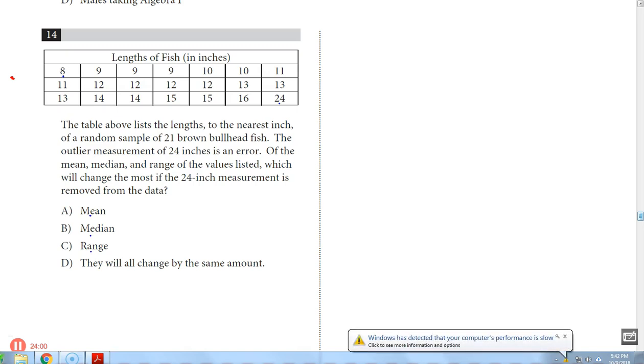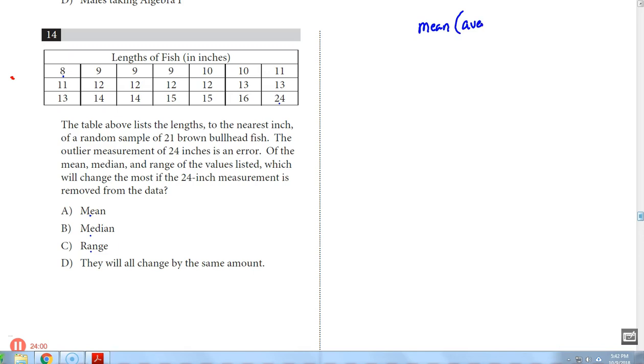So I want to quickly just tell you what those numbers represent. The mean, we had a problem like this earlier. The mean is the average. So you add up your total and then you divide by the number of things that you have. All right. So for this problem, you'd add up all the total inches, and then you would divide by the number of fish in this survey.